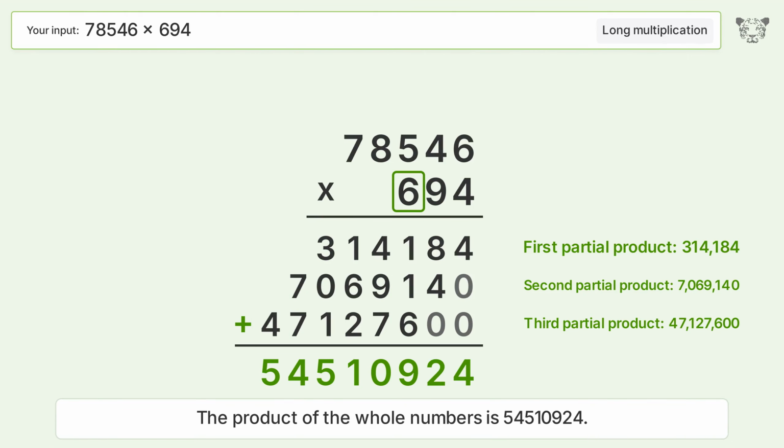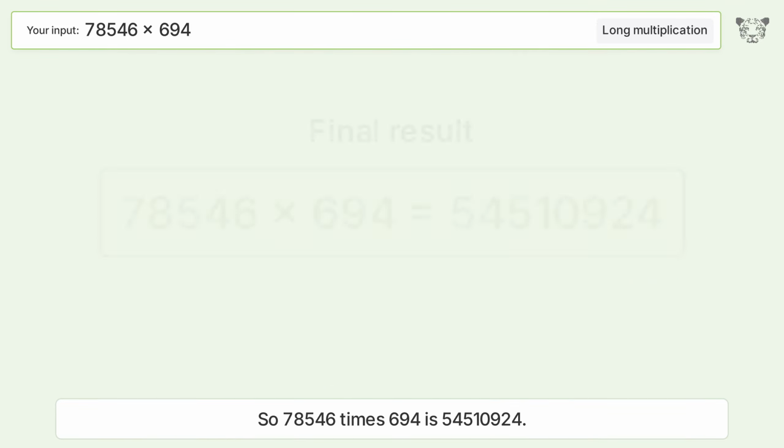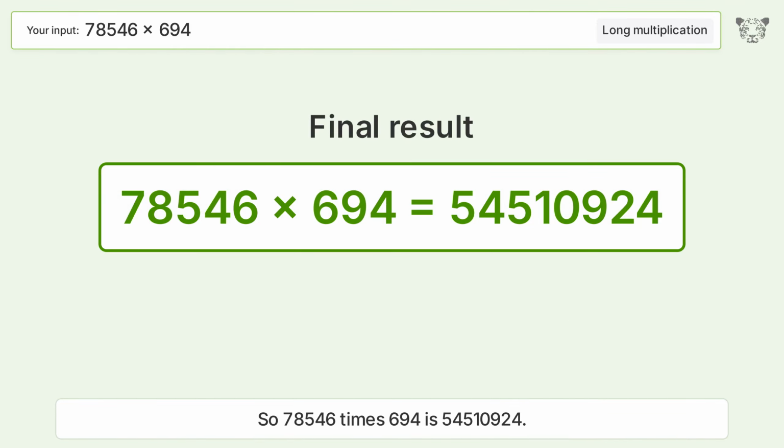The product of the whole numbers is 54,510,924. So 78,546 times 694 is 54,510,924.